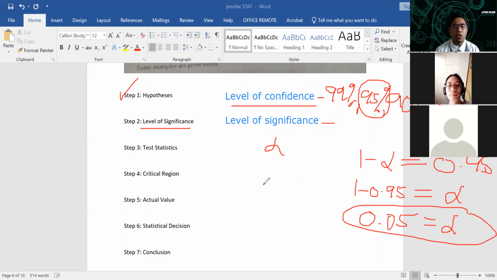In some books, in some problems coming from the book, the level of significance is given directly. For example, with the level of significance equal to 0.05. So dili nakakinahanglan pa magamit ani kay gihatag naman daan. Pero kung ang gihatag sa problem is level of confidence, then you need to equate this one to the given level of confidence. Clear?